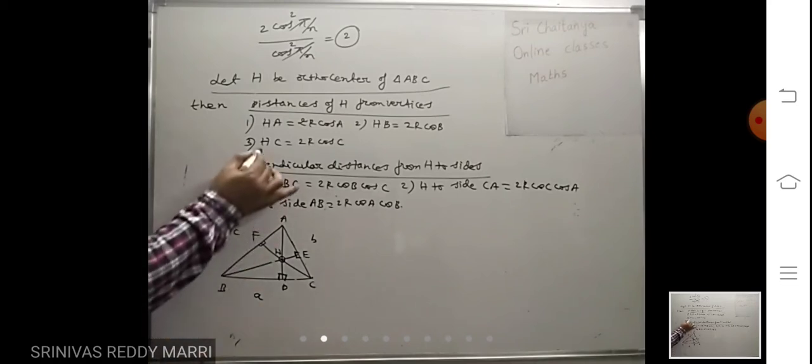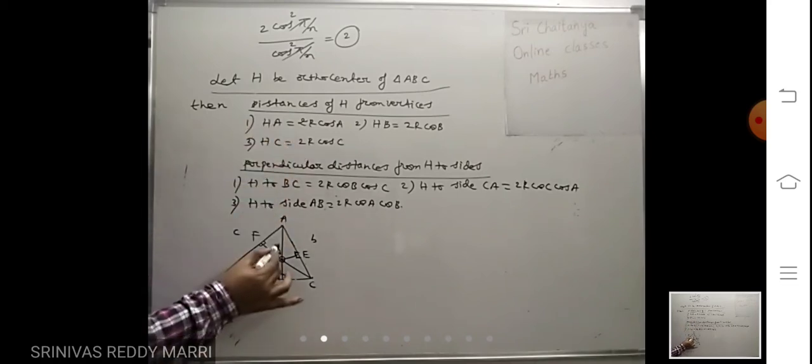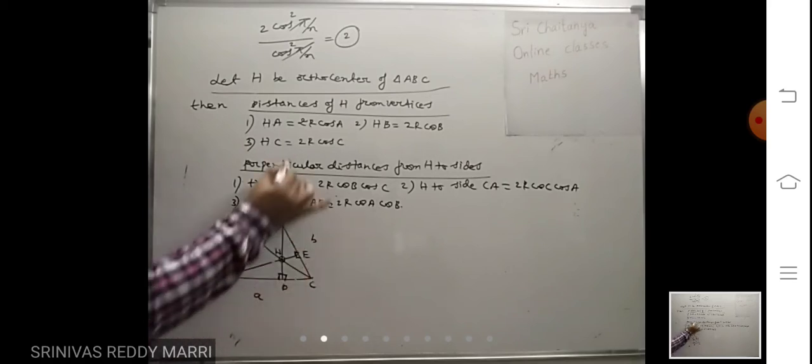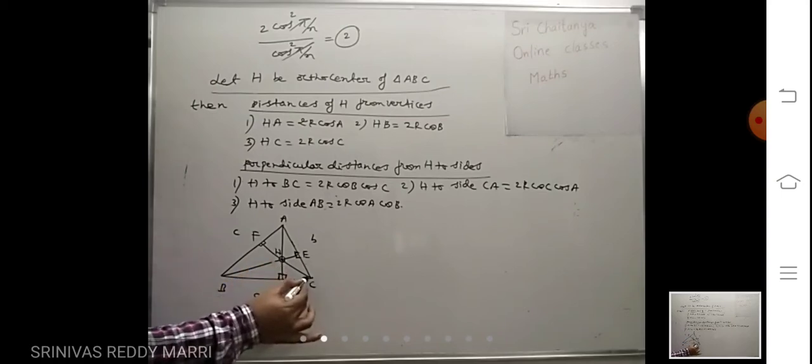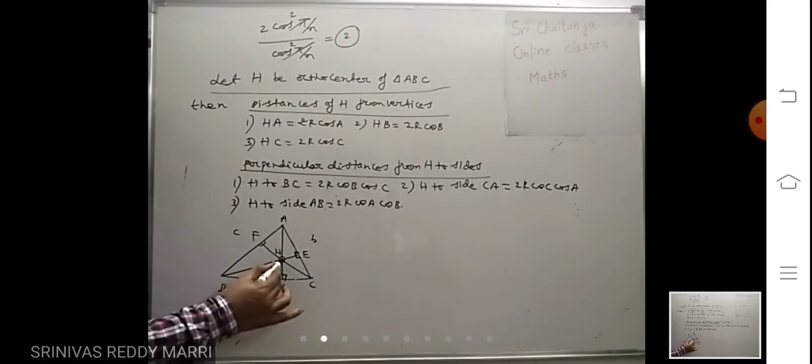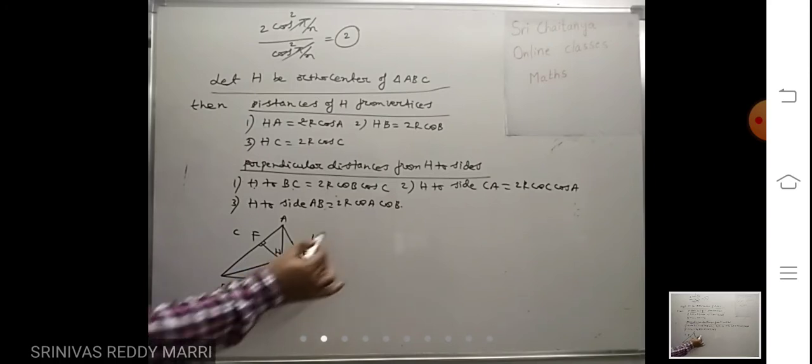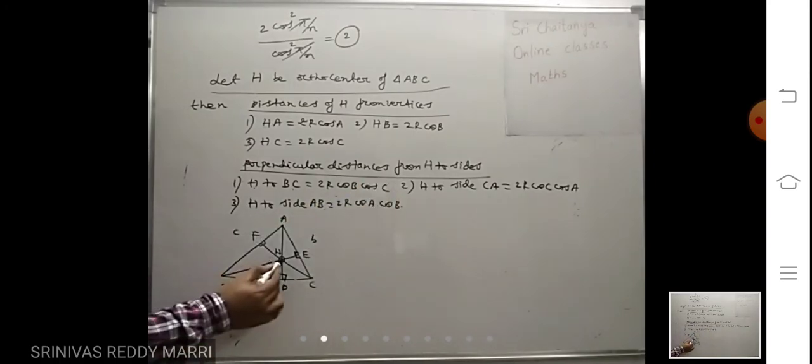Now, what I am telling is distances from this point to A. HA is nothing but 2R cos A. HB is nothing but 2R cos B. HC is nothing but 2R cos C. These are the distances I am talking about. Now, from H perpendicular distance upon BC, this HD distance, that is nothing but 2R cos B cos C. HE, that is nothing but 2R cos C cos A. HF, that is nothing but 2R cos A cos B. Now look at how you get this. We will see.